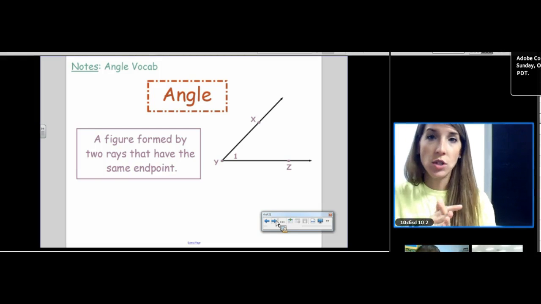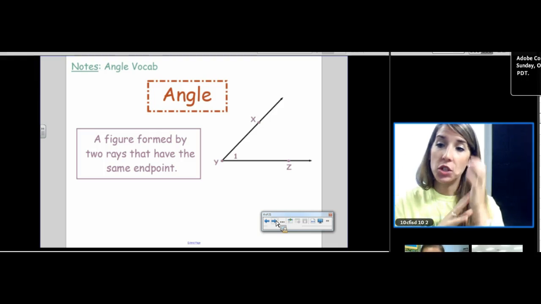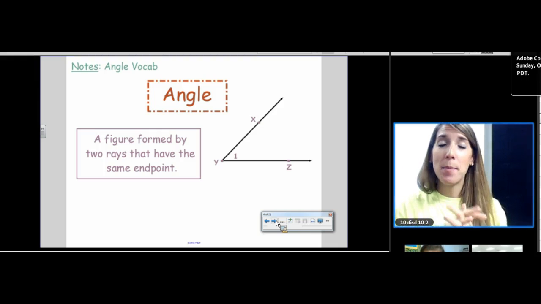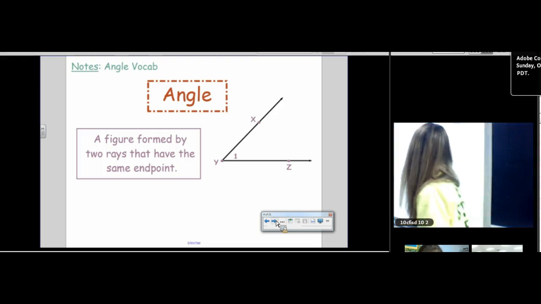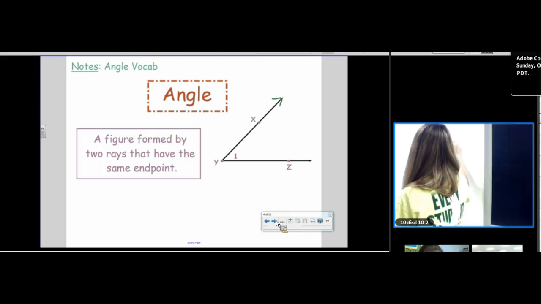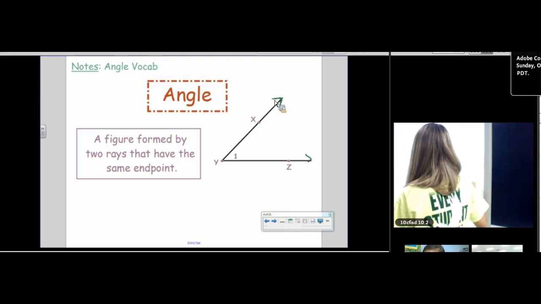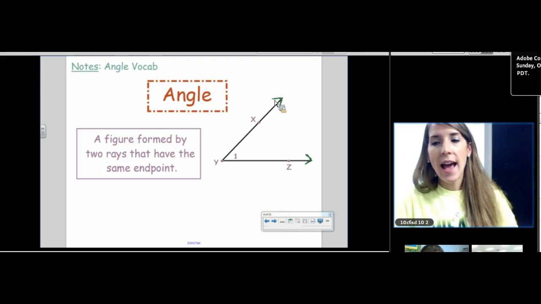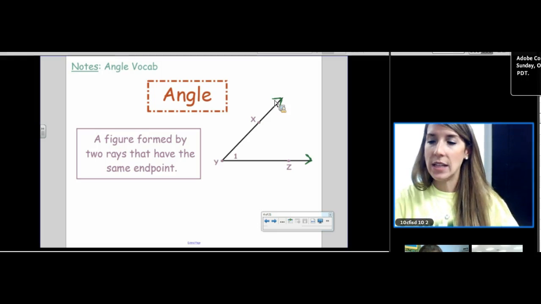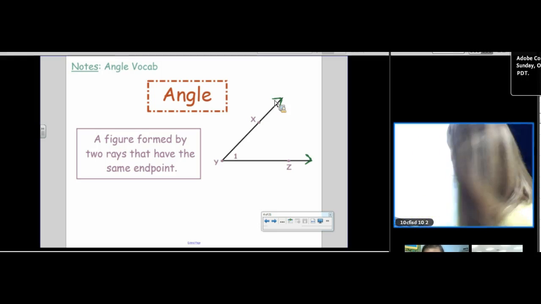An angle. You do need to know that an angle is made up of 2 rays. It is made up of rays, not lines, not segments, but technically they're rays. So whether you can see it or not, there is an arrow on here. So it's made up of 2 rays that have a common endpoint, that have the same endpoint. Okay?